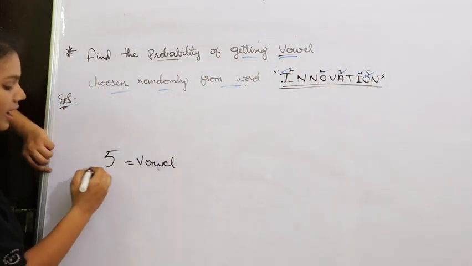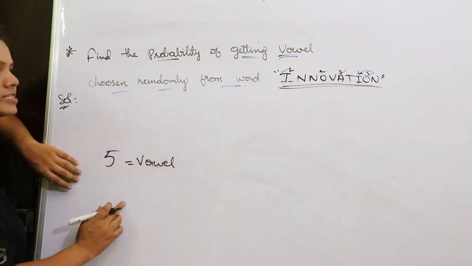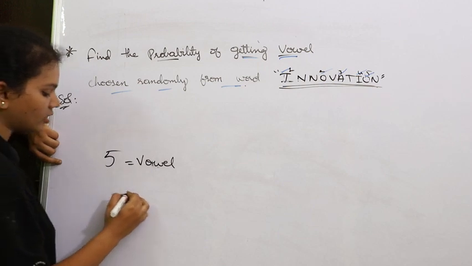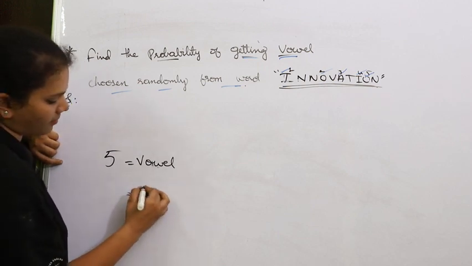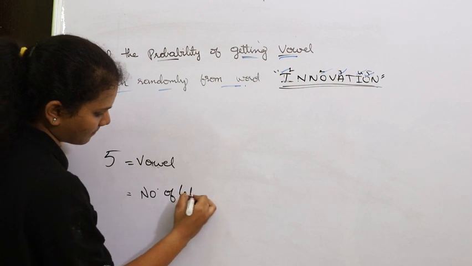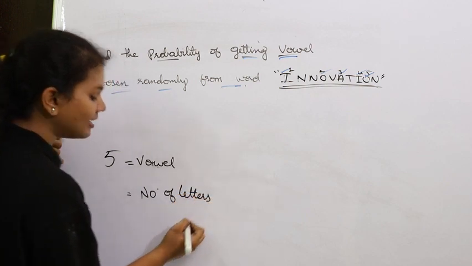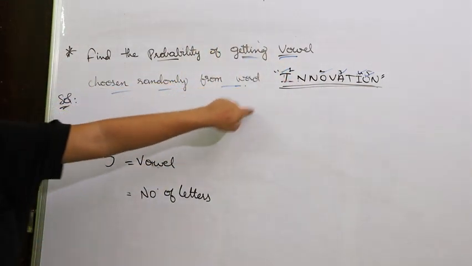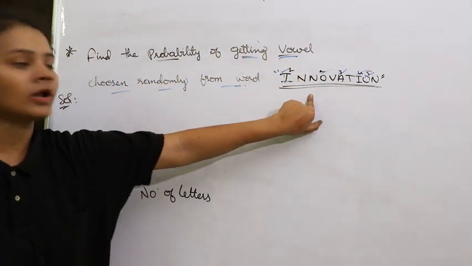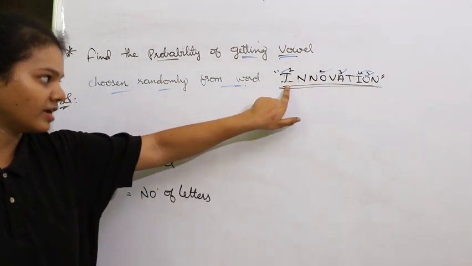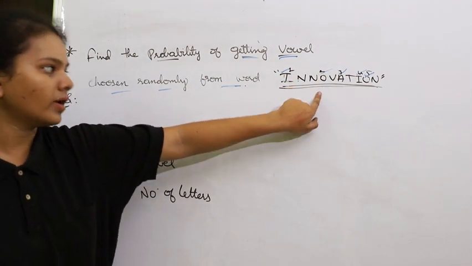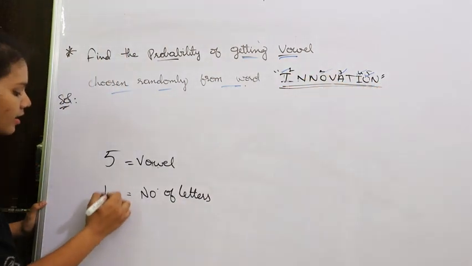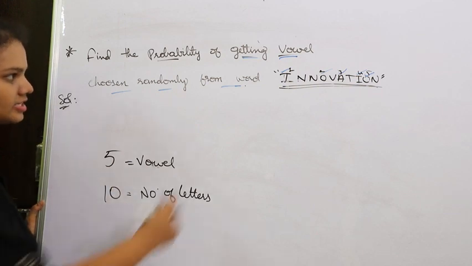Okay, next. Understood until here? How many vowels we have? 5 vowels from this given word. Okay, and next, how many letters we have? Total number of letters. How many letters are there in this given word? Guys, don't get confused. How many vowels are there in the given word? How many letters are there in the given word? I is 1, N is 2, N is 3, O is 4, 5, 6, 7, 8, 9, 10. So we have 10 letters in the given word innovation.